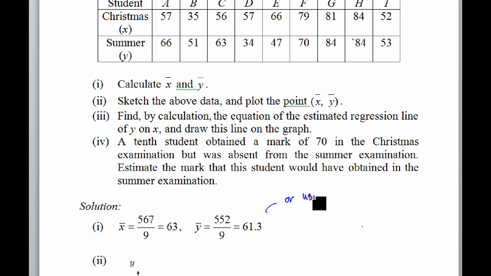Or using GC. You just say X bar equals 63, Y bar equals 61.3. Now when you use GC, you really don't need all this working. Just value, because GC is able to give you the values directly, X bar, Y bar. So this is L1, this is L2. You calculate one variable step for L1, calculate one variable step for L2, you should be able to find X bar, Y bar directly. You know what I'm saying?